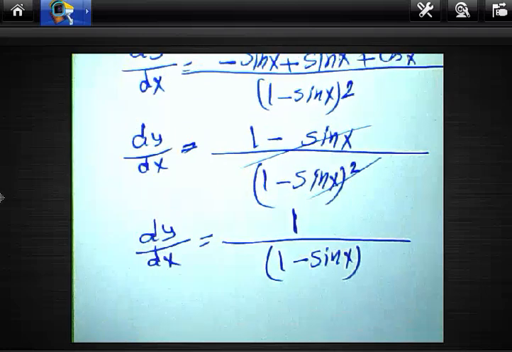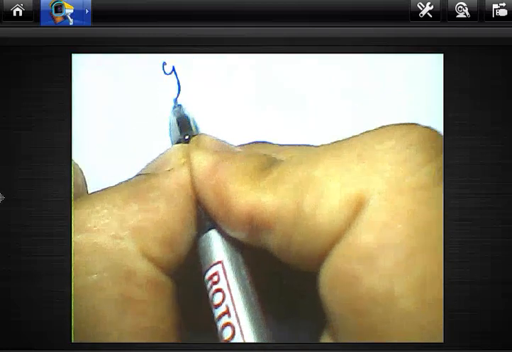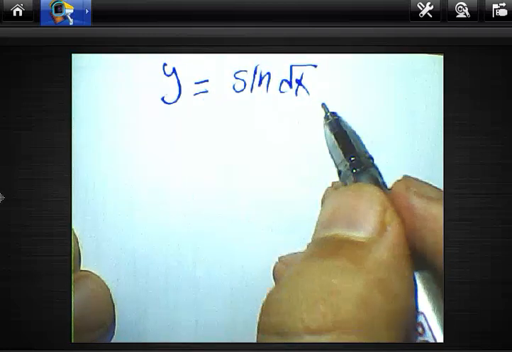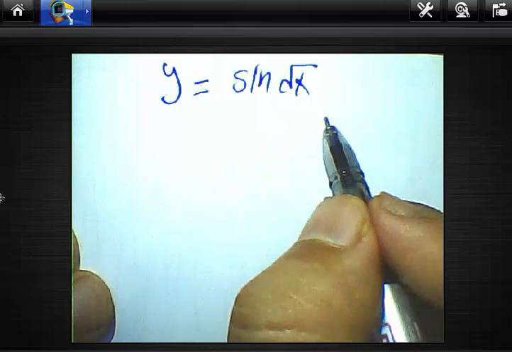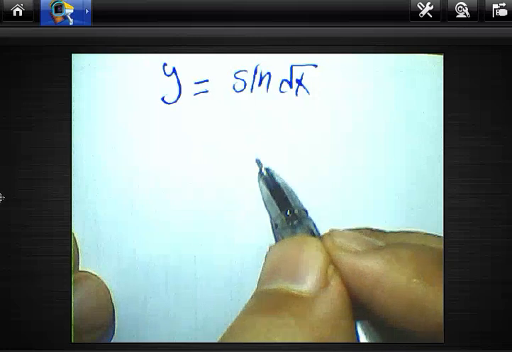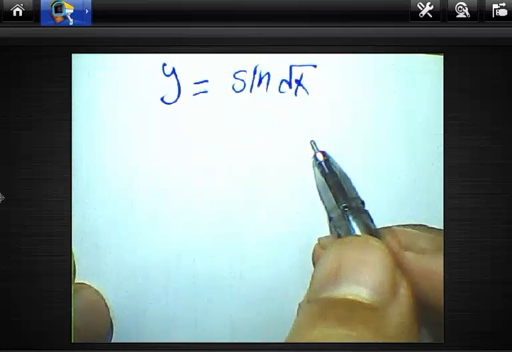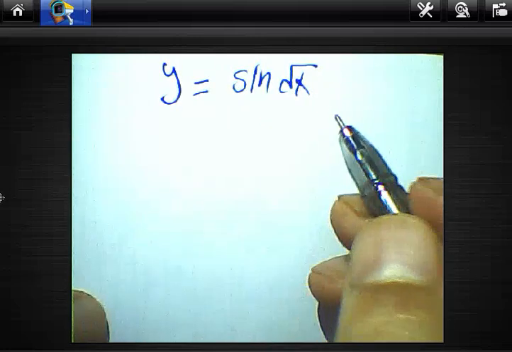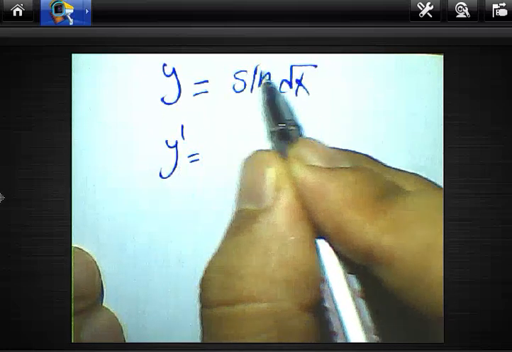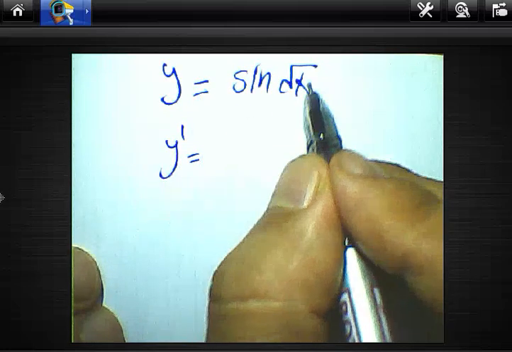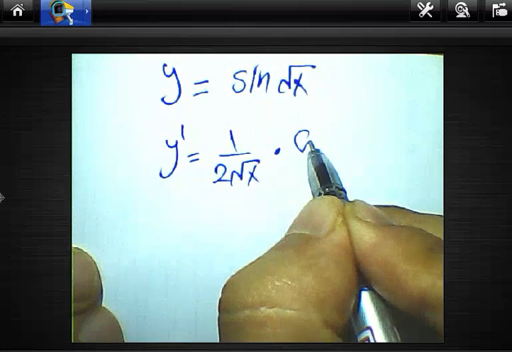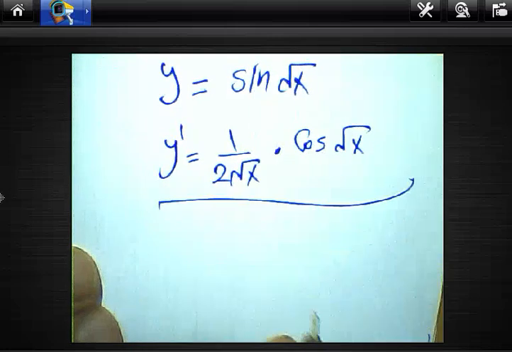It's okay. Look at here, y equal sine root of x. We know the derivative of root of x is 1 over 2 root of x, because root of x equal x power half, and we must drop the power and subtract 1 from this power, so we can write the result 1 over 2 root of x. So the derivative of y will be 1 over 2 root of x, multiplied by the derivative of sine, which will be cosine root of x.